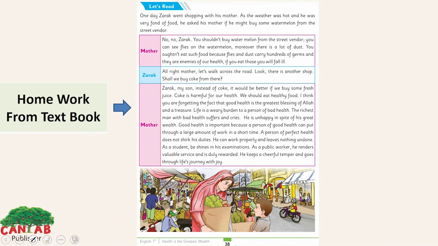This is your homework from the textbook. You have to find out all the minimal pairs you can find. Let's see how many minimal pairs you can find from this page of your Unit 4 here.